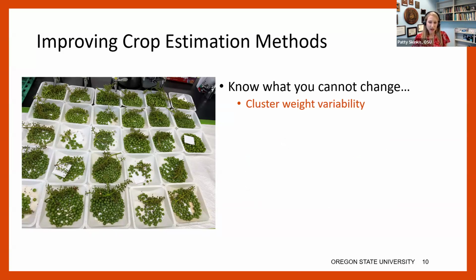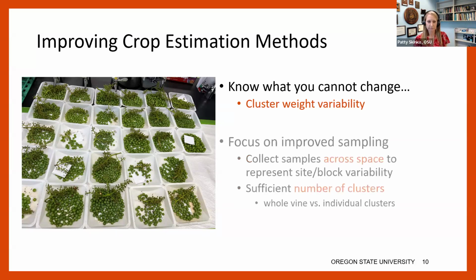Now, what doesn't change as much is berry weight. So berry weight is more genetically driven by the cultivar. And obviously, if they're not severely water stressed or damaged, the berry weight is going to be relatively consistent. The cluster weight variability enters in by differences in berry number, which is related to flowering and fruit set. So when it comes to sampling, we know that the clusters are going to be variable.